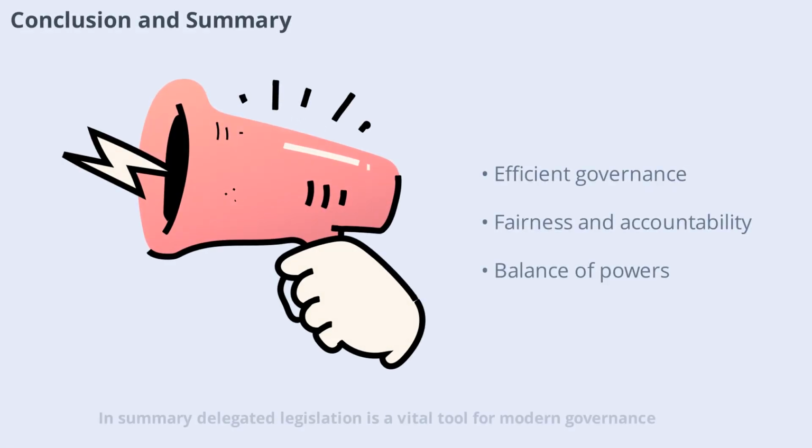In summary, delegated legislation is a vital tool for modern governance, enabling efficient and expert rulemaking while maintaining legislative oversight. The principles of natural justice ensure fairness and accountability in administrative actions. Civil services play a crucial role in implementing laws and maintaining discipline within the public sector. By understanding these concepts, we appreciate the balance between flexibility, efficiency, and the protection of individual rights in administrative law.